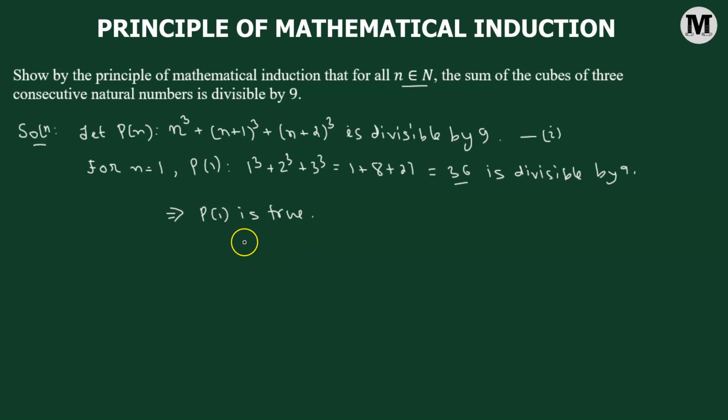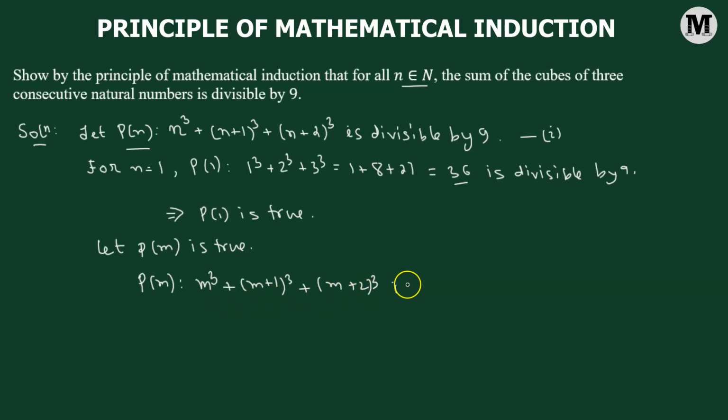However, we need to show that it is true for other natural numbers as well. So we'll begin by considering that P of m is true. So what does it mean when we say that P of m is true? That simply means that the original statement P of n can be rewritten as P of m, such that we have m cube added to m plus 1 whole cube added to m plus 2 whole cube. The sum of the cubes of these three natural numbers is divisible by 9. So this is a true statement that we are considering. So let's call it number 2.